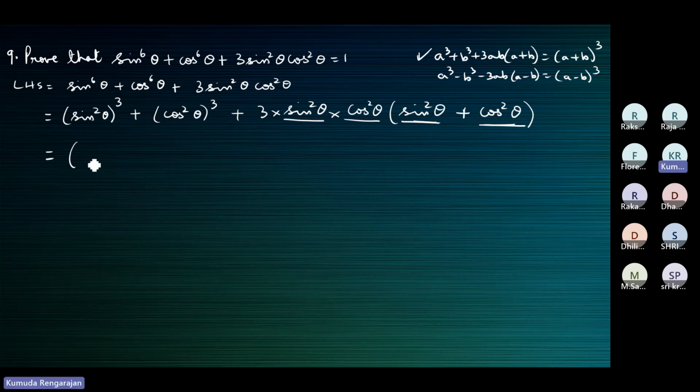What is a, children? Sine square theta. Plus b. B? Cos square theta. So this is a plus b, the whole cubed. The identity says this one makes a plus b the whole cubed. A is sine square theta, b is cos square theta. So a plus b the whole cubed is nothing but 1 cube, which is 1, which is the RHS.